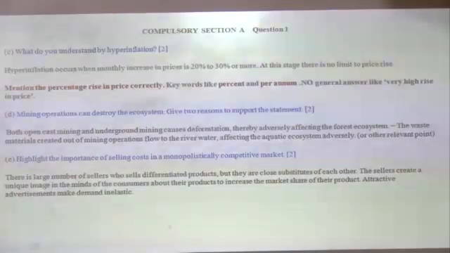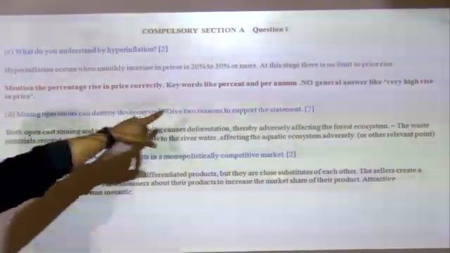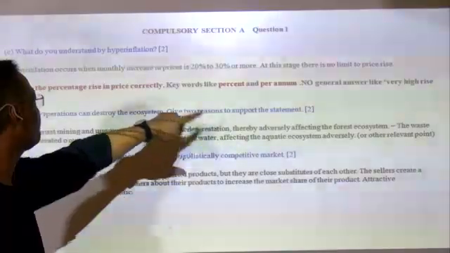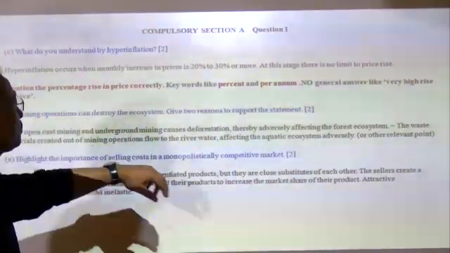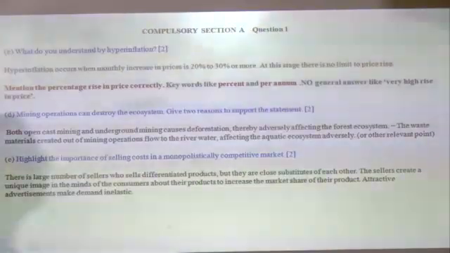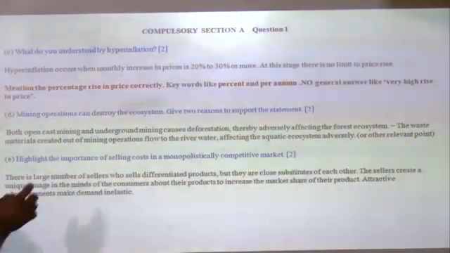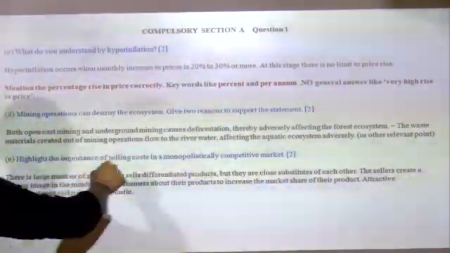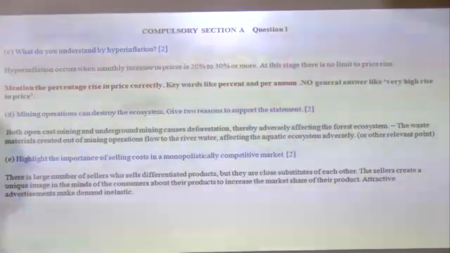Mention the percentage rise in price correctly. You should have the keywords like percent or per annum, monthly. No general answers you should give, like there's a very high rise in price. That will not work. You have to have keywords like percentage, per annum, and the exact percentage, approximately 20 to 30%.